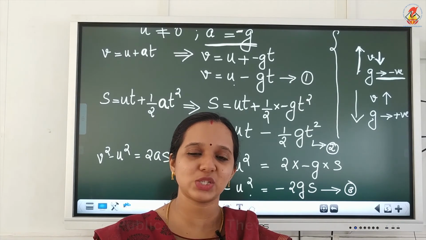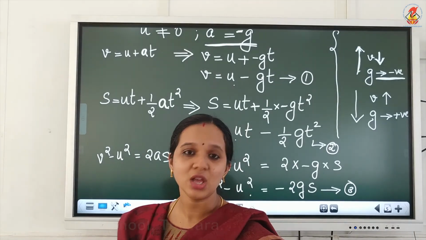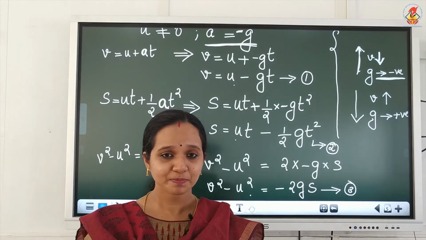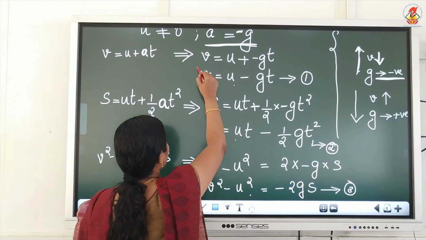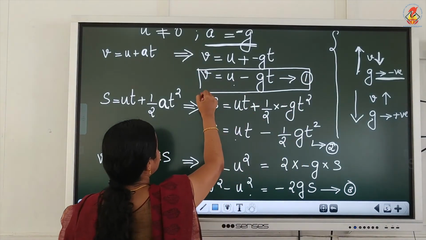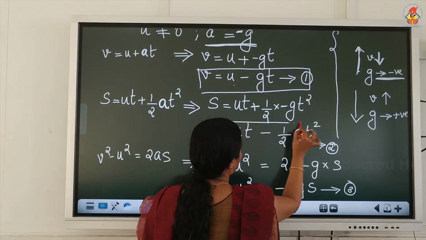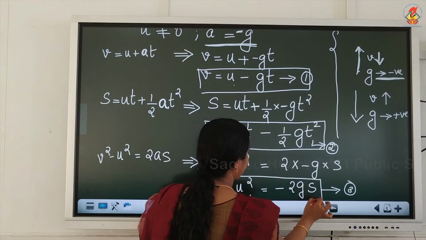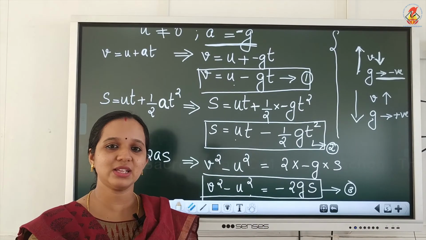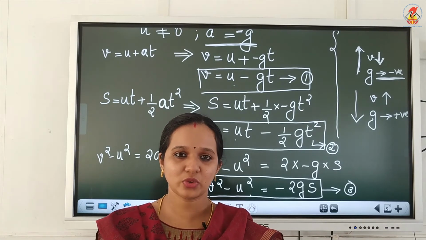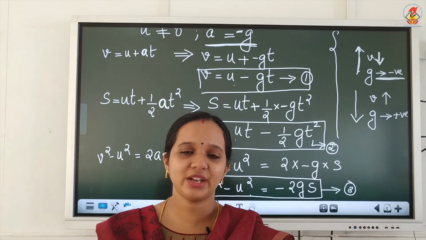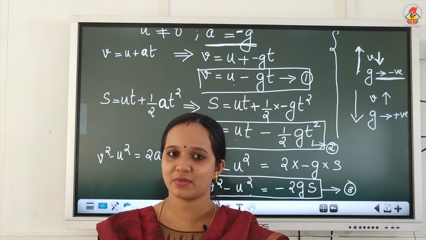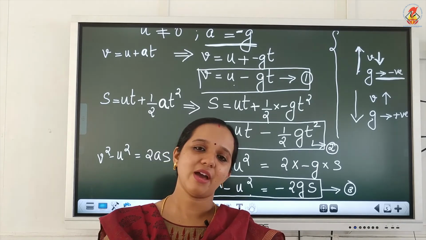And on substituting these values in the equations of motion, we get the equations of motion of a freely falling body that is moving upwards as v is equal to u minus gt, s is equal to ut minus half gt square, and v square minus u square is equal to minus 2gs. So these are the three equations of motion in case of a freely falling body that is moving upward with some velocity. Hope the three cases are clear for everyone.